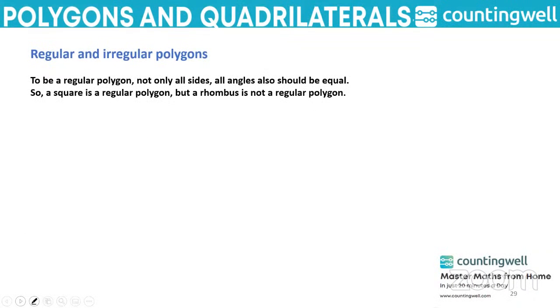Next, let us see about regular and irregular polygons. To be a regular polygon, not only all sides but all angles also should be equal. So if a square is a regular polygon, rhombus is not a regular polygon because for a rhombus it's not compulsory that all angles are equal.